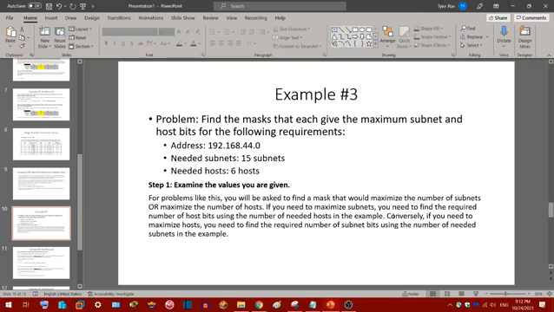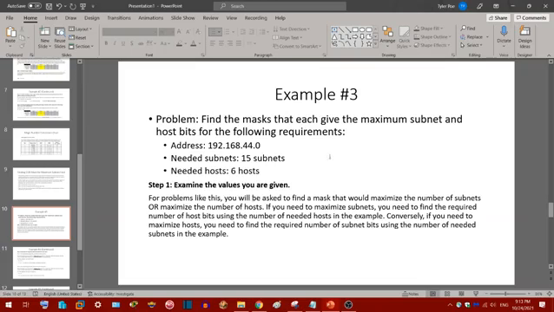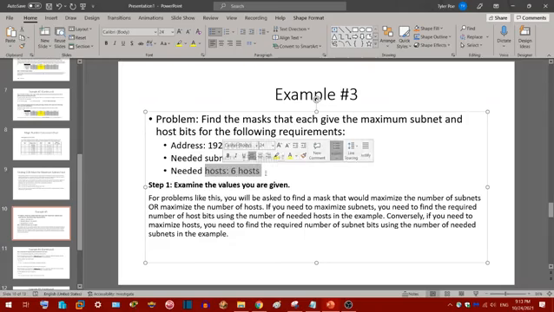If you need to maximize subnets, you need to find the required number of host bits using the number of needed hosts in the example. So if your problem asks you to maximize subnets, you need to focus on the required hosts. Conversely, if you need to maximize hosts, you need to focus on the number of subnets that are needed. So just in your head, when you see these problems, if the question asks for subnets, you need to focus on the host number here. If you're asked to maximize host, you need to deal with the subnet number.